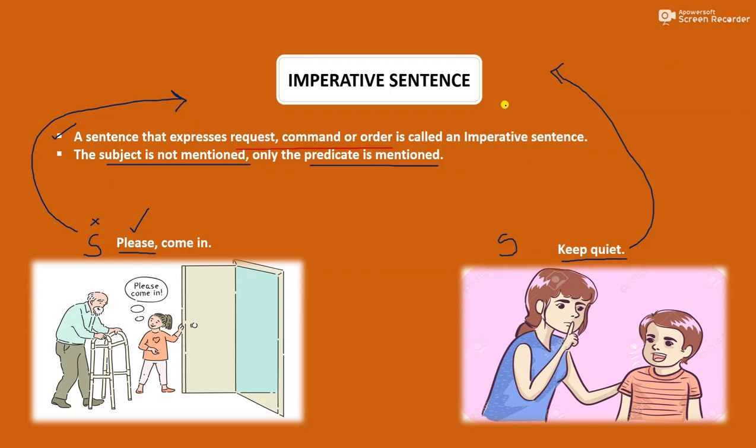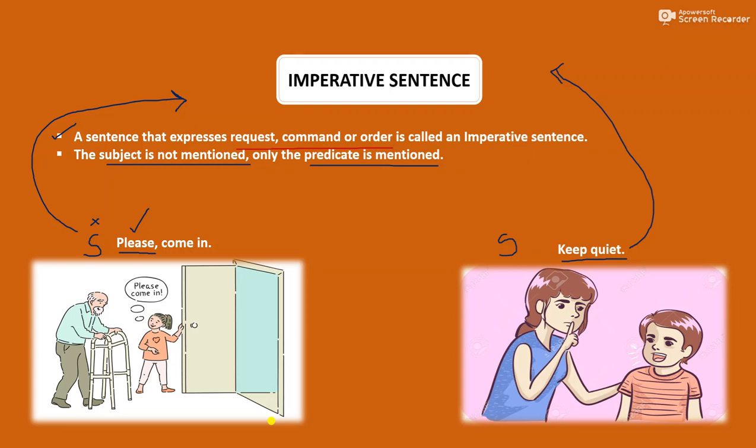The way we use sentences in our day-to-day communication, we have divided sentences into the first category, which is types of sentences. Under types of sentences, we saw that there are four main types. The first is the declarative sentence. The second is the interrogative sentence. The third is the exclamatory sentence. And the last one is the imperative sentence.